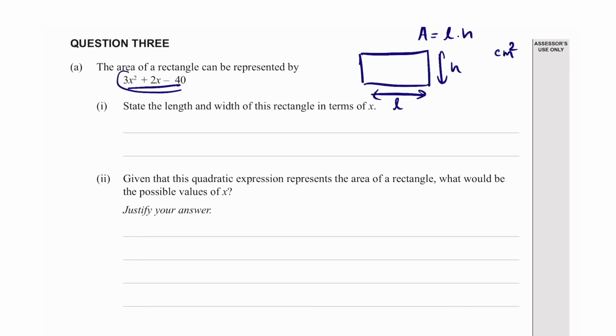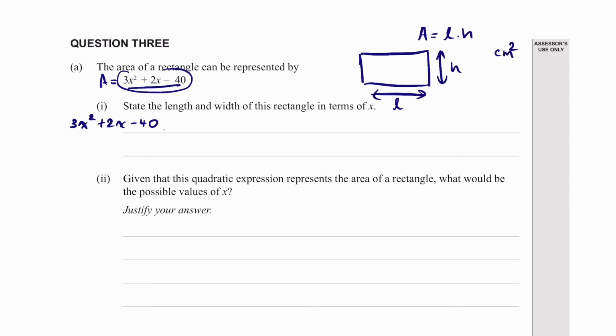So this is similar to if our height was in terms of x and our length was in terms of x, we would have an x squared, right? So essentially, the area is this here. So if we factorize it, we're going to be able to get the length and the width of our rectangle. So 3x squared plus 2x minus 40.